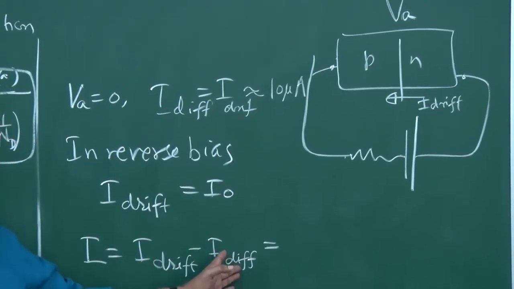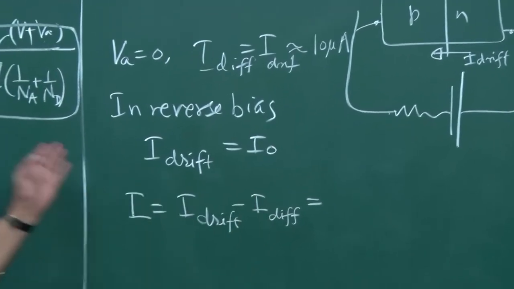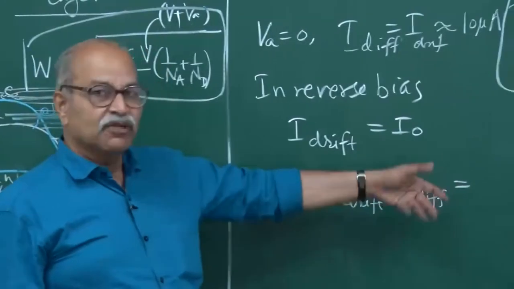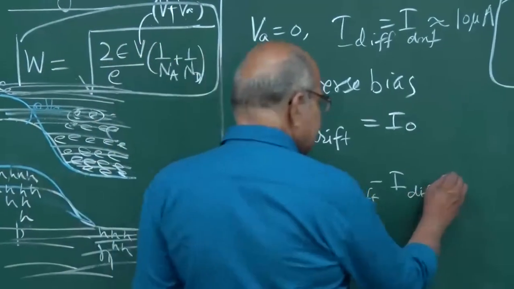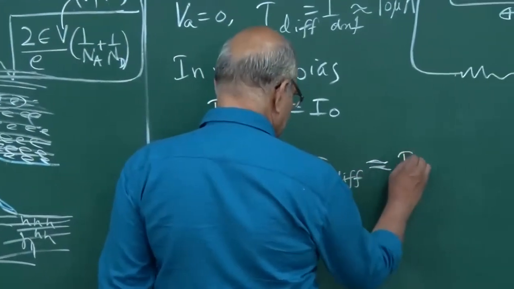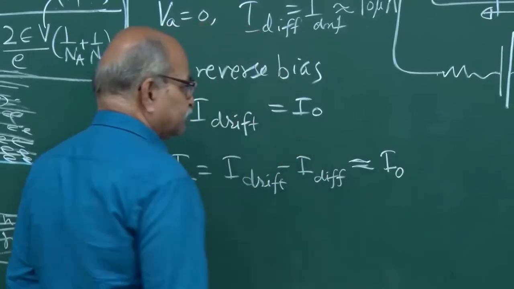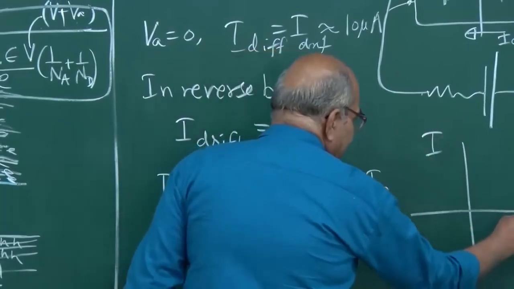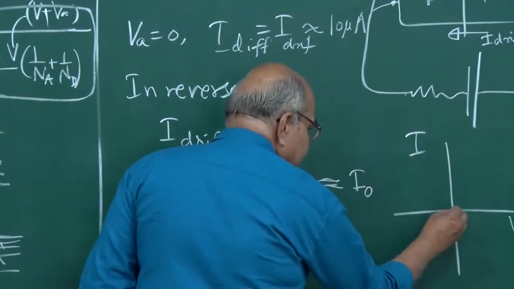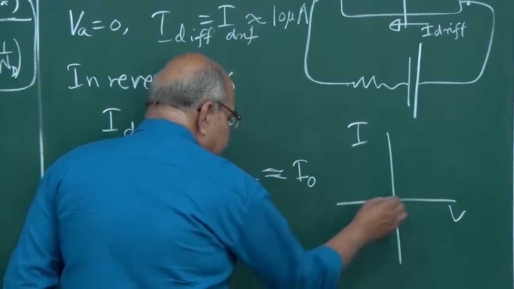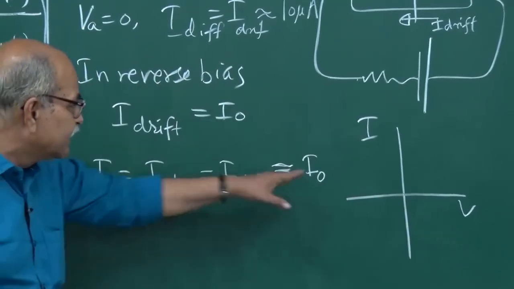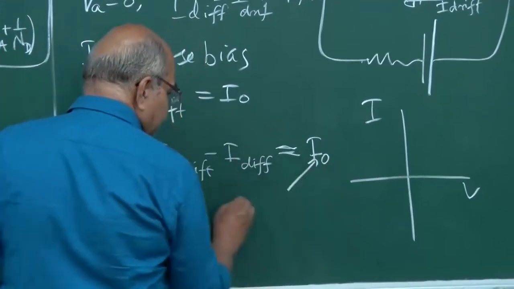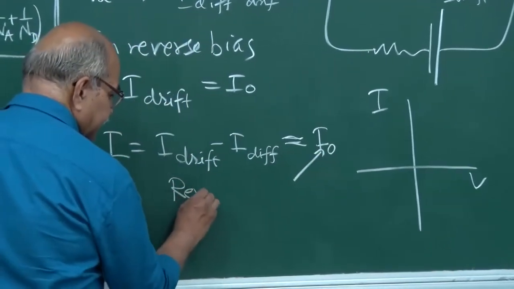diffusion becomes totally negligible, you have applied some voltage, barrier has gone up, and then I diffusion has become almost zero. So it will stabilize at this I drift, which is I zero. So on that diagram, IV diagram, on the reverse bias, start with zero. And then it gradually increases to this I naught, and this is known as reverse saturation current.